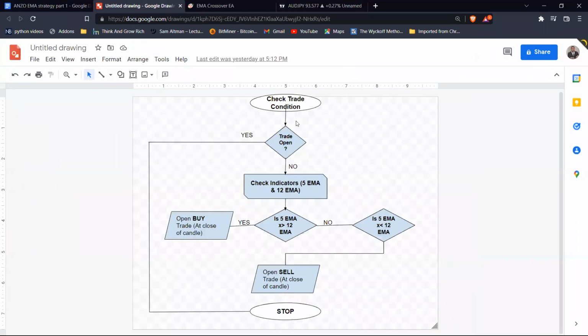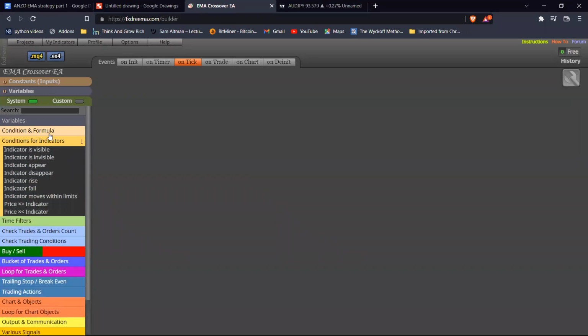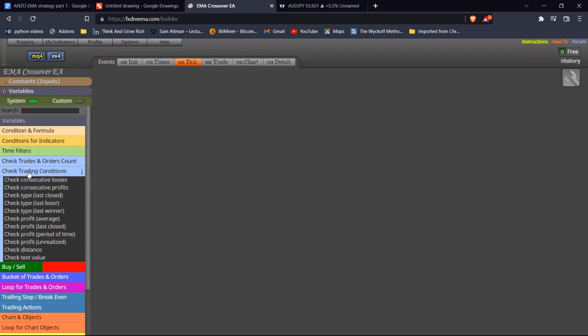When we go to our flowcharts, the first thing we want to do is check for conditions. We want to check if there's any trade. So we'll go back to our EMA, and then click on here. We're going to check trading conditions. If you see this box here that says check trading condition, that is what we want to start with. We're trying to check, okay, is there any open trade? Is there any open trade from our EA? If there's an open trade from our EA, then we don't want to do anything.